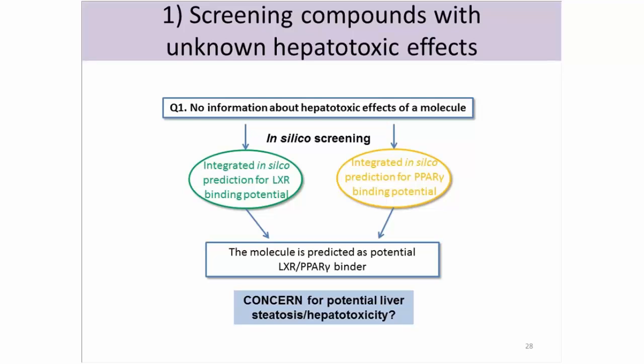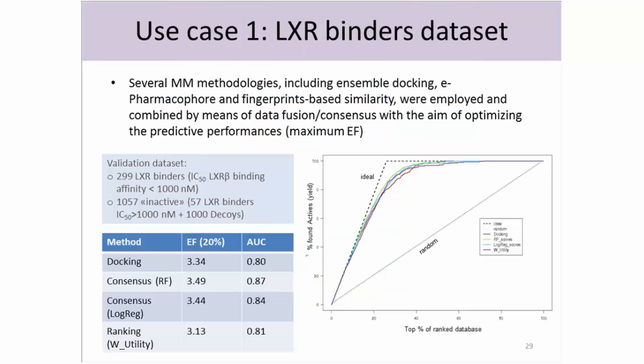So this is the first use case. We know nothing about these molecules. We can apply these methods, and if the molecule is predicted as a binder of LXR or PPARγ, there may be some concern for steatosis. And these are the results that we got at the moment. So we had the known binders. We took the non-binders, we mixed them with compounds with unknown activity, and we tried to find out if with these methods we were able to find the known binders. And these are the results.